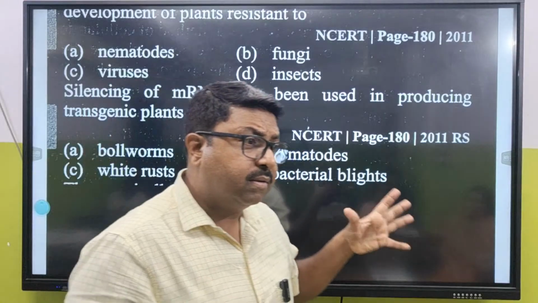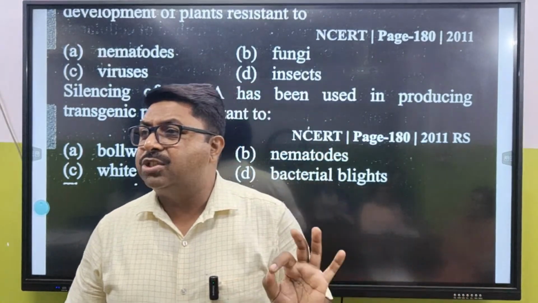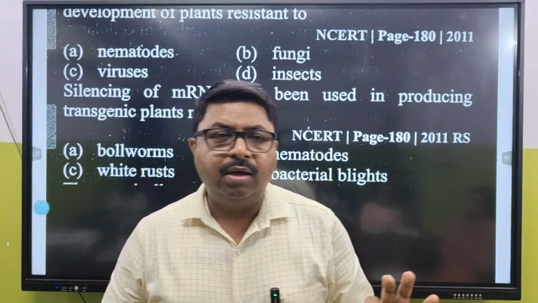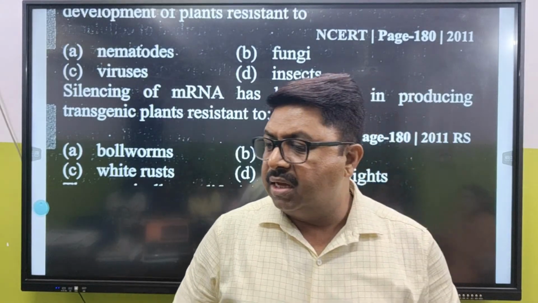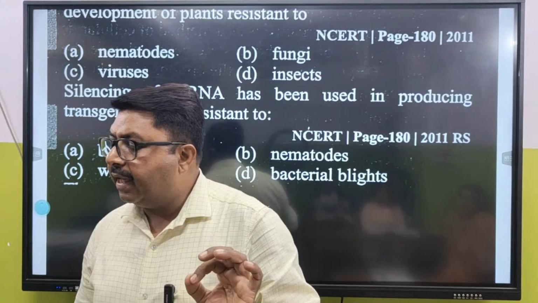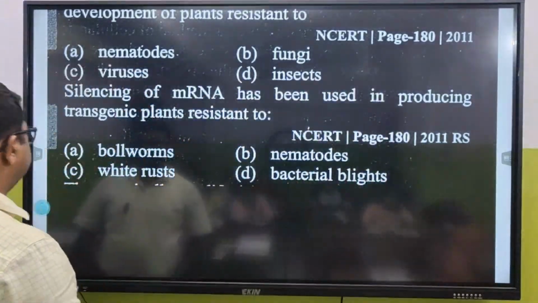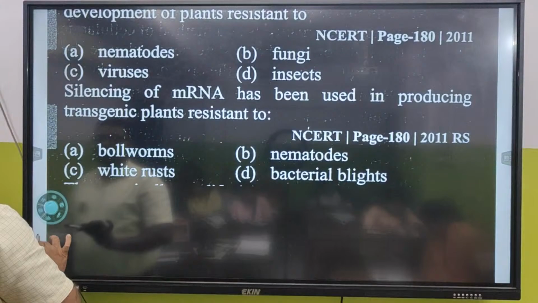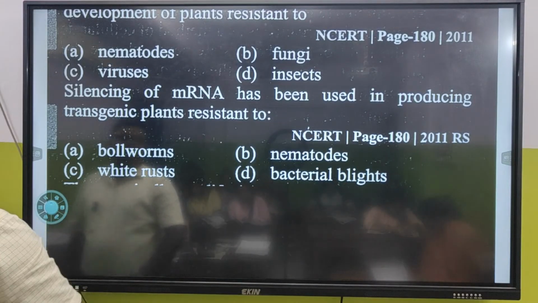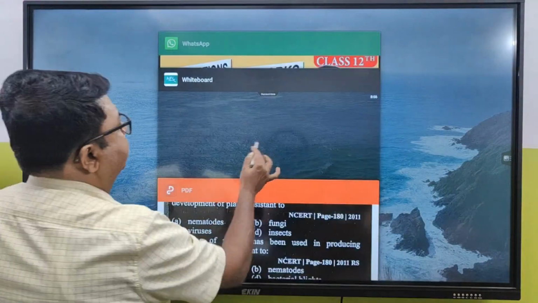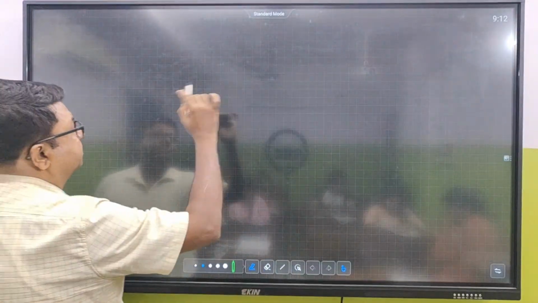Now, humulin, genetically engineered insulin called humulin. What is the name of the company? Eli Lilly company. Find it out from your book. Eli Lilly company.